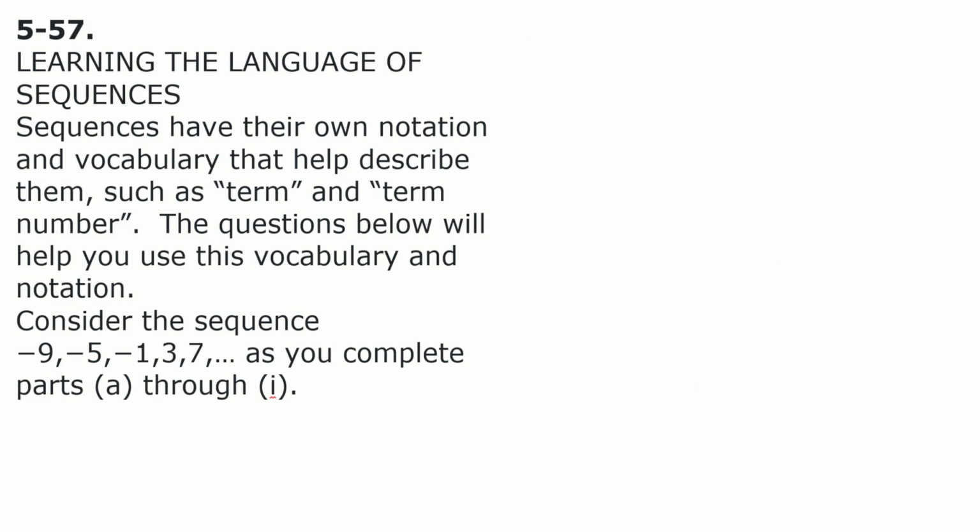We've said before that a sequence is just an ordered list of numbers. The order in which the numbers appear matters. Sequences have their own notation and vocabulary to help describe them, such as term and term number. Question 57 is going to help us use this vocabulary and notation. Write down in your notebooks that this is problem 57, and copy this sequence: -9, -5, -1, 3, and 7, and it continues.